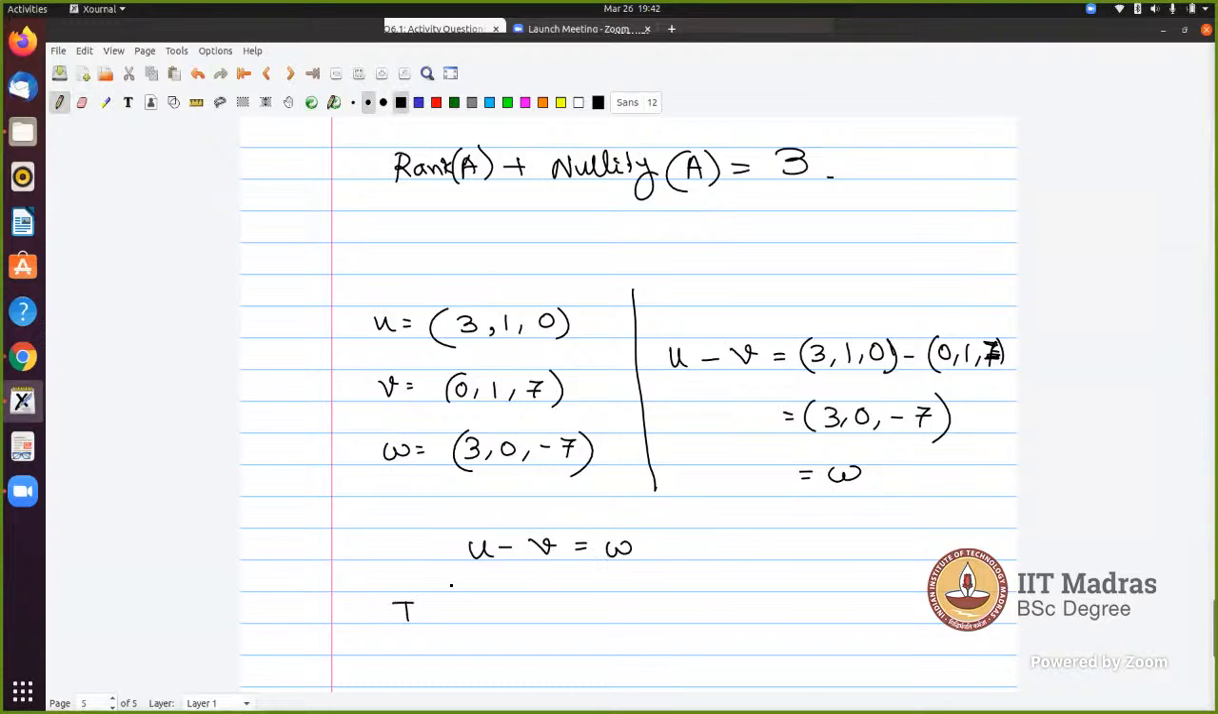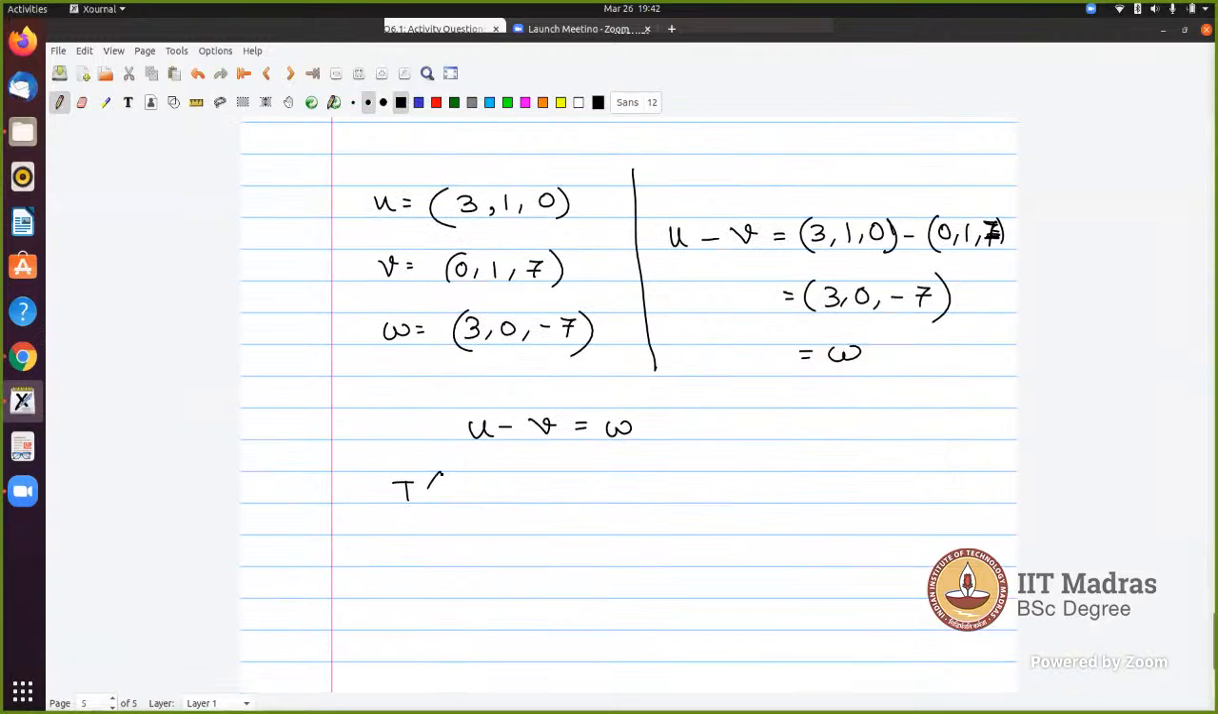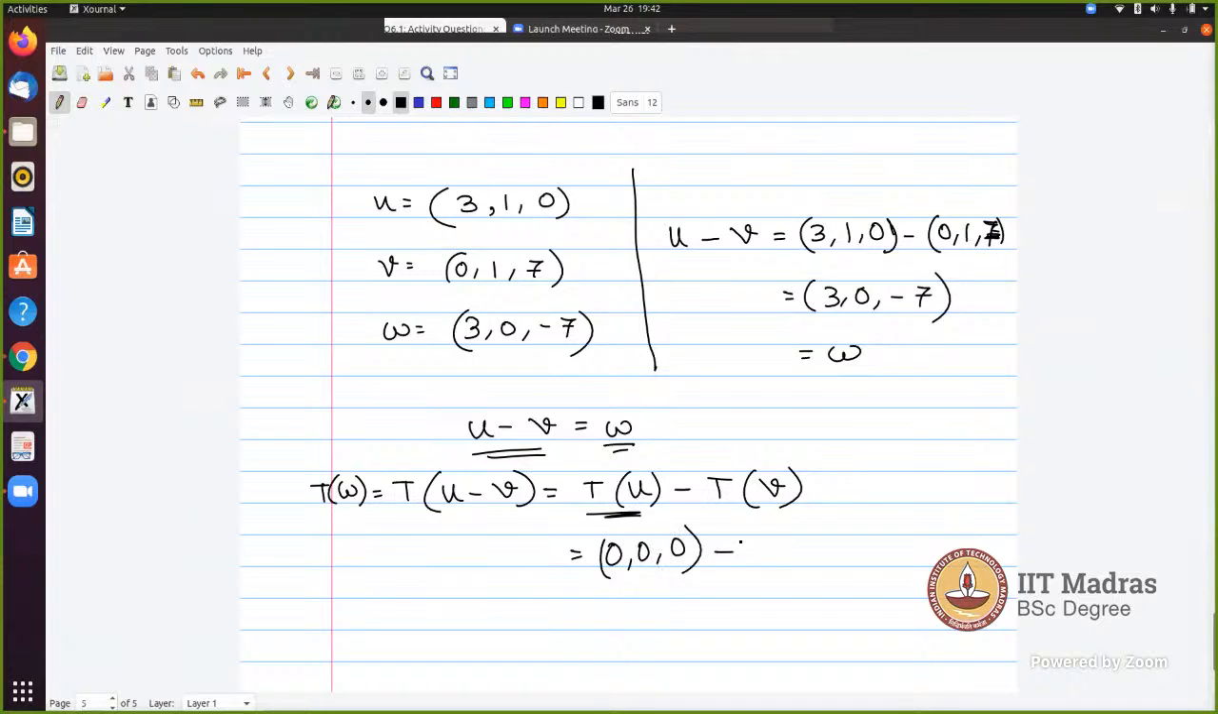Now, if there exists a linear transformation which satisfies all these properties, what should be T of U minus V? T of W is T of U minus V, because W is U minus V. Now T of U minus V means TU minus TV. This is 0, and this is also 0. So T of W must be 0, which is not the case. So there cannot be a linear transformation like this.